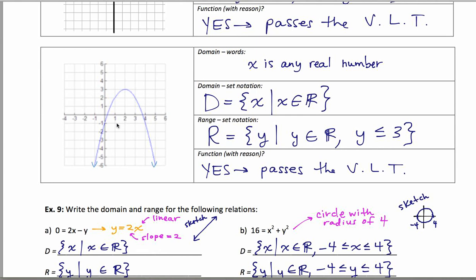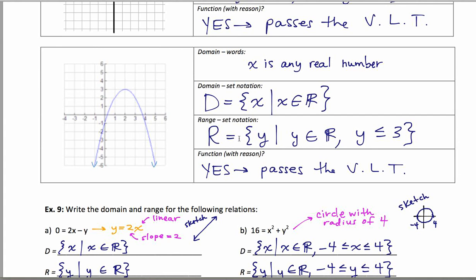No restrictions. So no comma, no x is less than this, x is greater than this, anything like that. The range, on the other hand, because this parabola opens down, we can see that if you were climbing up this ladder, if you could go to negative infinity on the y-axis, you'd still be able to find your parabola. But as soon as you step above 3 and you're looking for it up here, you won't find it anywhere. So this parabola, the y values where it exists are at or below positive 3.